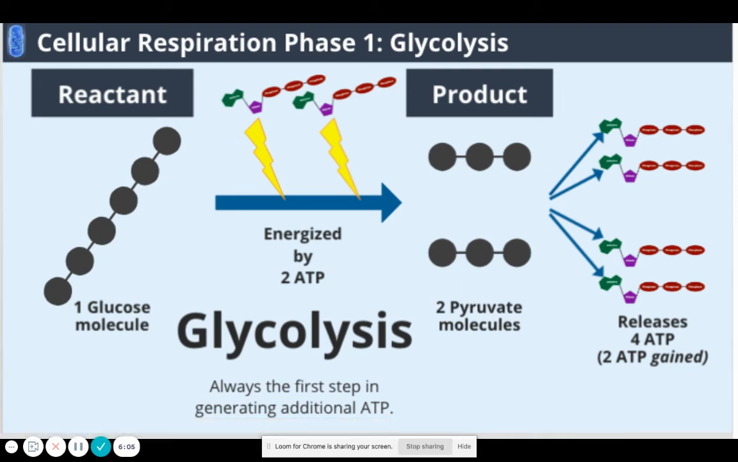All right, now you don't really need to worry so much about these tiny details. What you need to know is that in glycolysis, the main reactant is glucose, and the main products are 2 pyruvate molecules and ATP, small amounts of ATP.